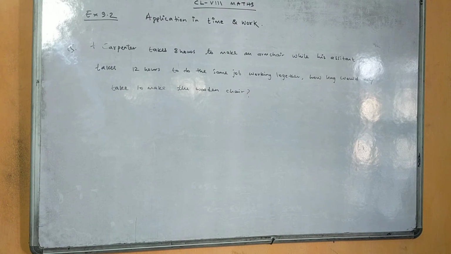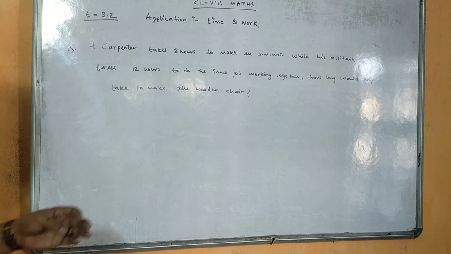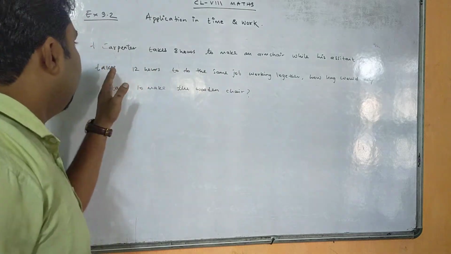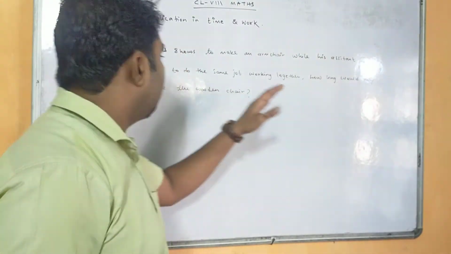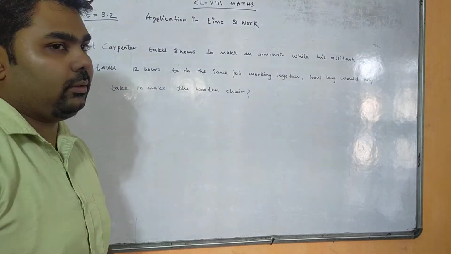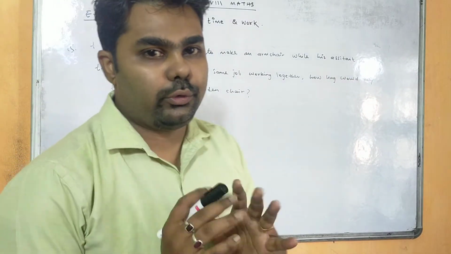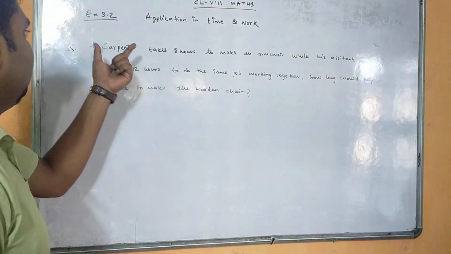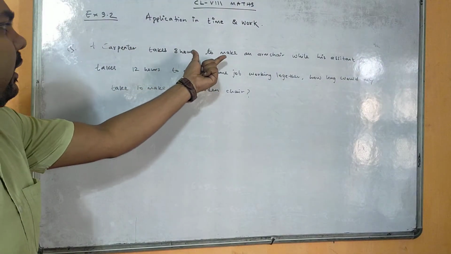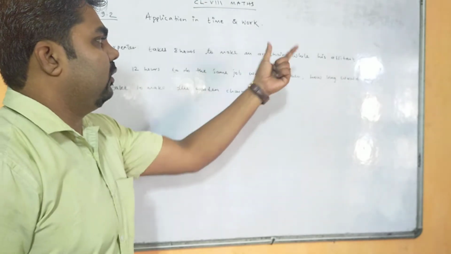Next question. A carpenter takes 8 hours to make an armchair, while his assistant takes 12 hours to do the same job. Working together, how long would they take to make the wooden chair? Now you see this is a time and work question. In a time and work question, we will be solving a question like this. A carpenter takes 8 hours to make an armchair.